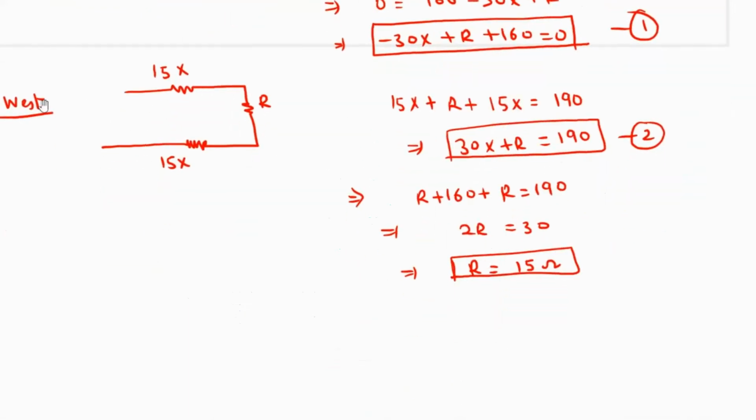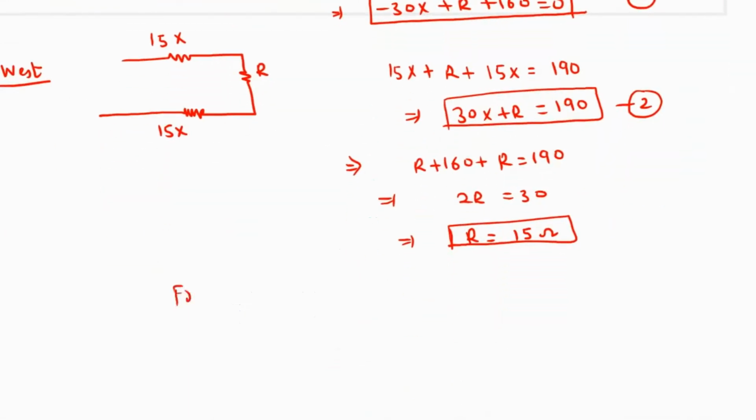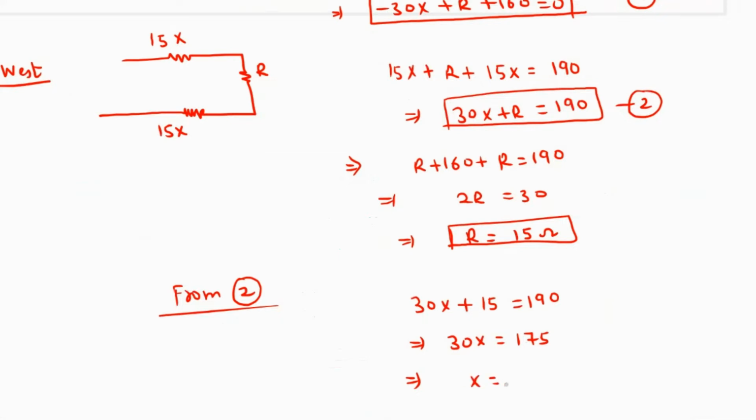Let's use any of the equations and get the value of x. Perhaps let's use equation number 2. We substitute the value of R as 15. So 30x plus 15 is equal to 190, which means 30x is equal to 190 minus 15, which is 175. Dividing both sides by 30, we get the value of x as 175 over 30, which comes to 5.83.